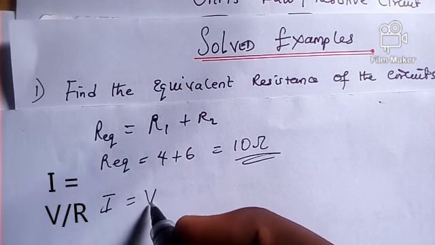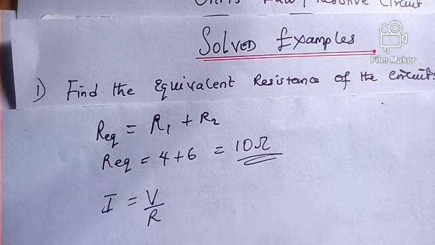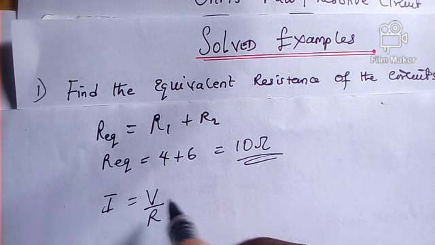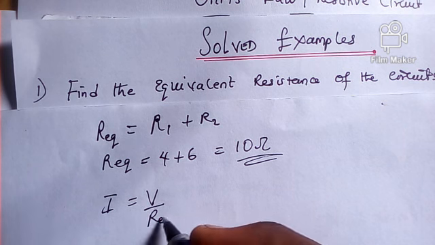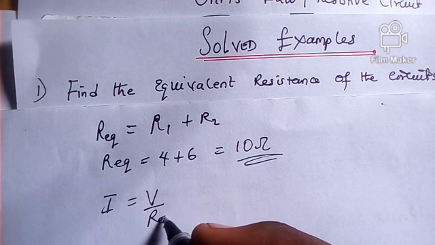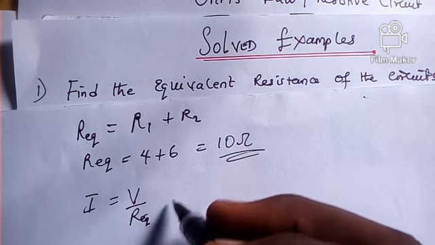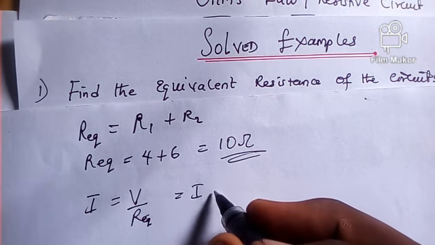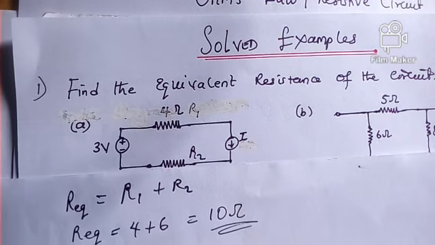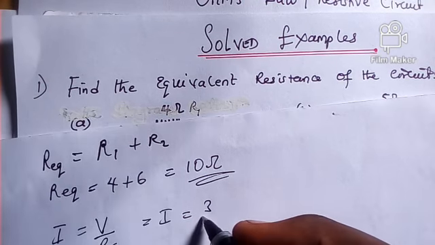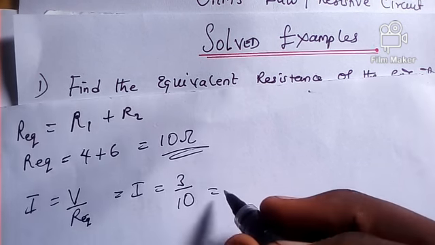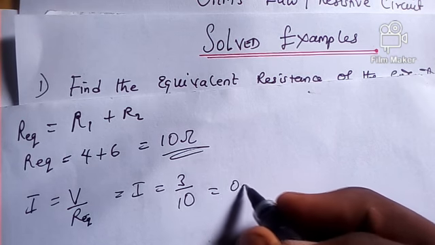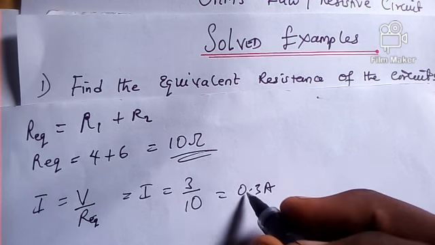So to find the current, it is going to be the voltage over the resistance. What is the resistance we are dealing with? The equivalent resistance, which is the total resistance. You can simply call it equivalent resistance, or you can call it the total resistance. So the current will be I equal to the voltage, which is 3 volts, divided by the total resistance, which is 10, and we have the answer to be 0.3 ampere.